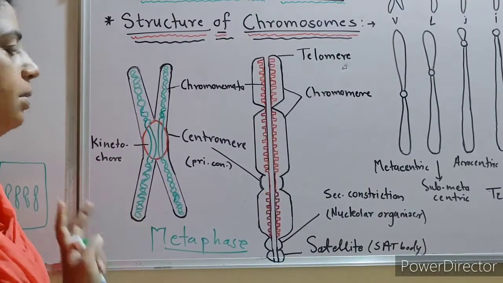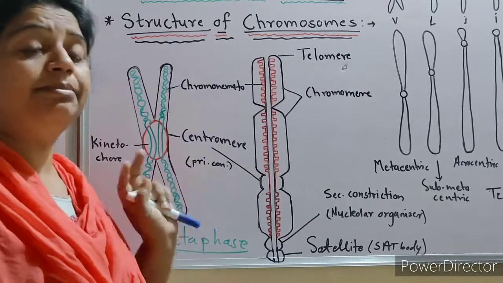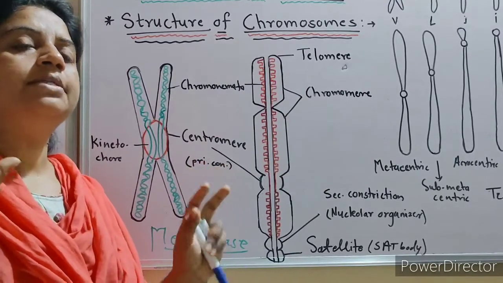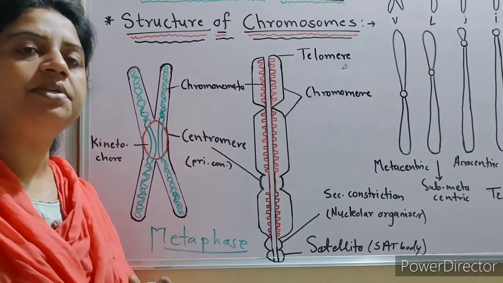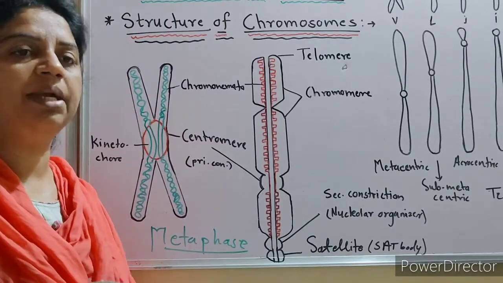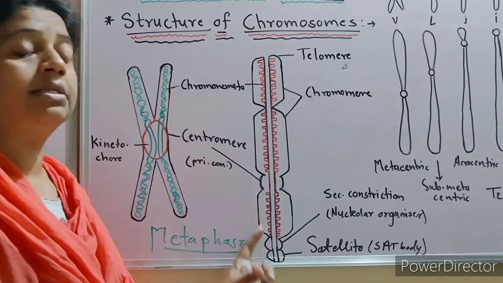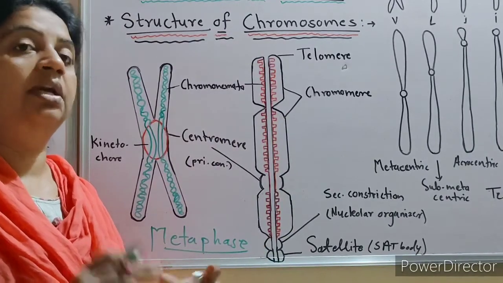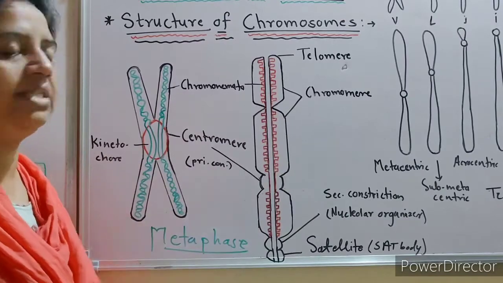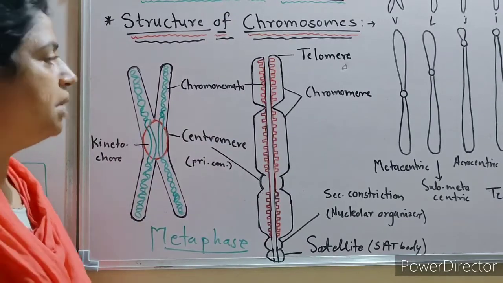You all know about this metaphase. This metaphasic chromosome is visible, very distinct. Why is it seen very distinct or visible only during metaphase? Because this metaphasic chromosome is highly condensed. It is thick and rod-like, so it is seen under the microscope.